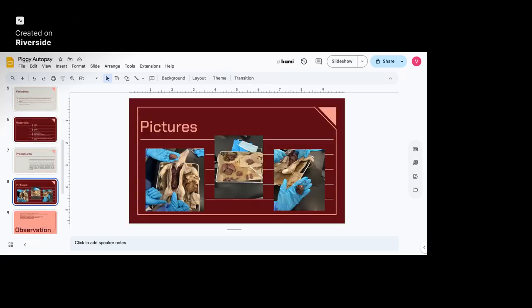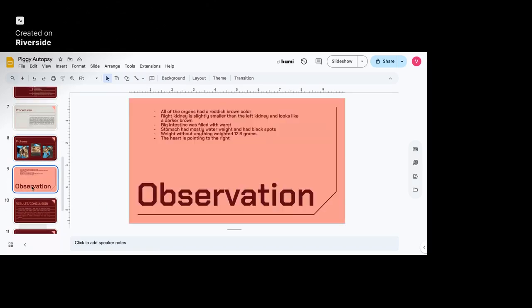And these were pictures I took while I was doing the autopsy. For the first one, we can see the pig. In the second picture, we can see all of the organs we took out. And in the third picture, we can see its heart.